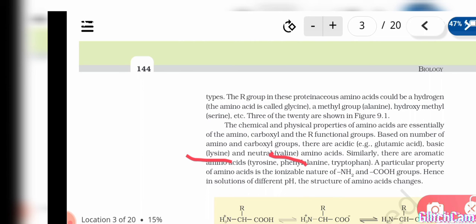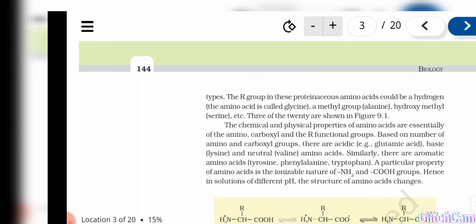Understood? So there are aromatic amino acids. Aromatic amino acids means what? They contain aromatic compounds like tyrosine, phenylalanine. Sorry, these are examples for what? Aromatic amino acids. Which all? Tyrosine, phenylalanine, tryptophan. So they are called aromatic amino acids when they are having the aromatic substitutions. Okay, so this is clear.